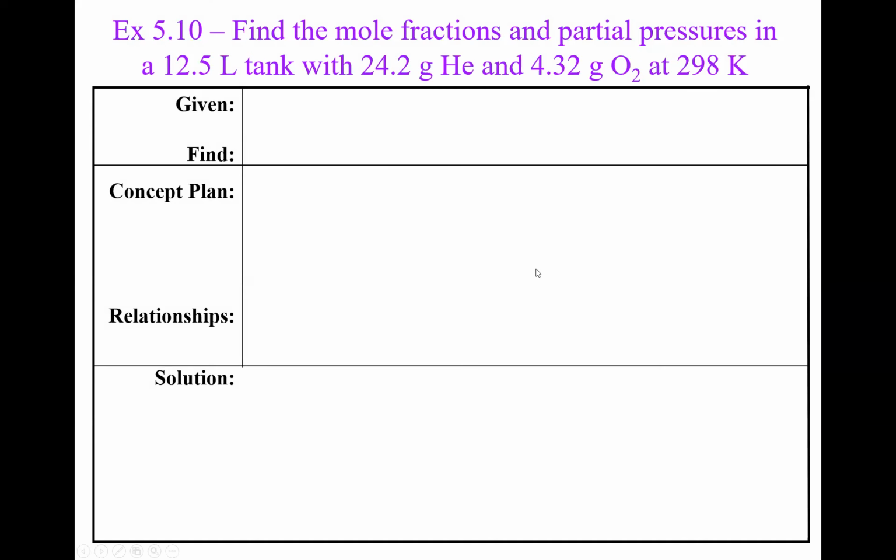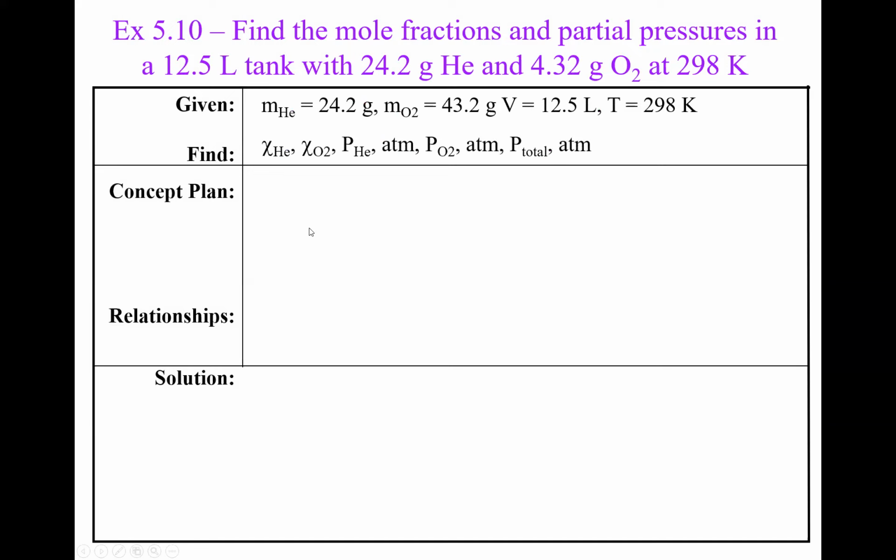So let's do one of these. Find the mole fractions and partial pressures in a 12.5 liter tank. We've got 24.2 grams of helium, right? Grams don't do us any good. We want to get to moles. Same thing with the oxygen. So step 1 is to get out of the masses and into the moles, and then the mole fractions are how we'll get to the individual pressures from the total pressure, and we can get the total pressure from the ideal gas law.